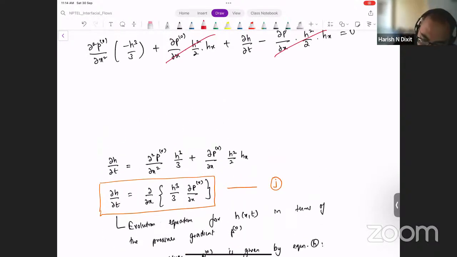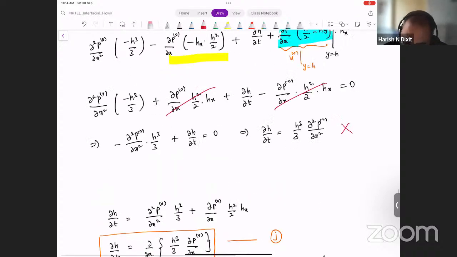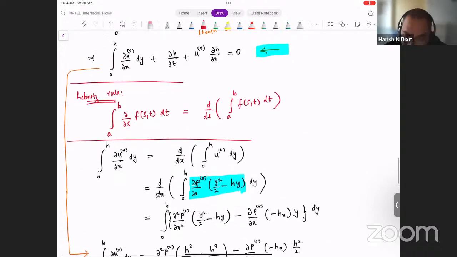So if I just continue here, I simply get del square p0 by del x square times h cubed by 3 with a minus sign plus del h by del t is 0. So this simply gives me del h by del t is equal to h cubed by 3. Well, this is not the thin film equation. That is for sure. This is definitely wrong, I know for sure. I'm trying to trace my steps back and see where the mistake could have come from.